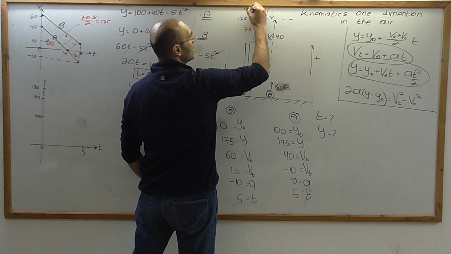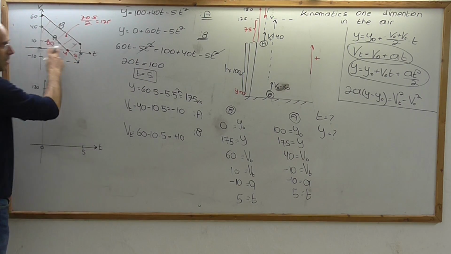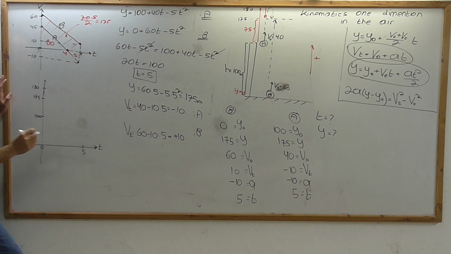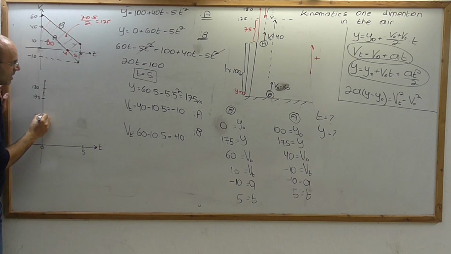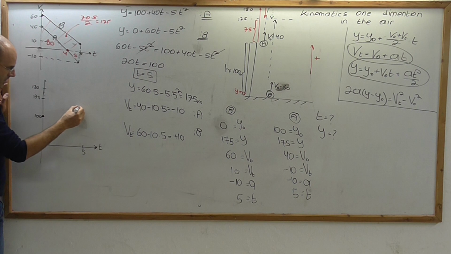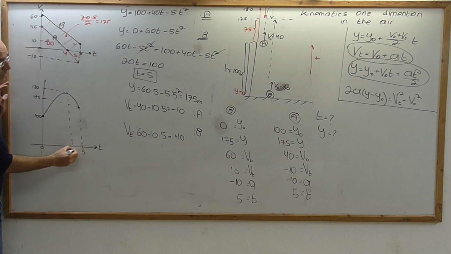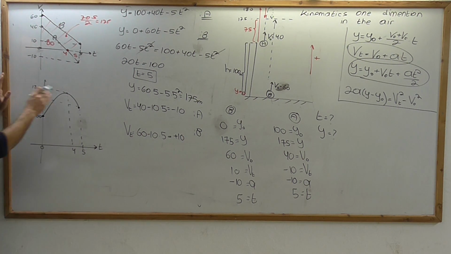Remember, this was 180 because it went up 80, so it's 180, and then back down 5. So how will the graph be? It started here, it finished there, but it was here somewhere. So it will be something like that. Not somewhere, we know exactly where, it was 4 seconds. Now, this is drawing it by just understanding, without using the formula.